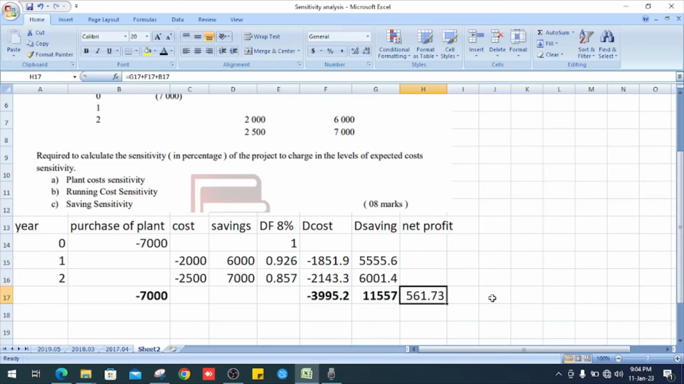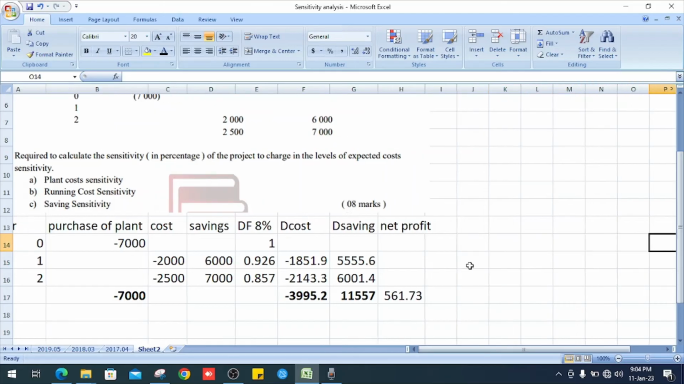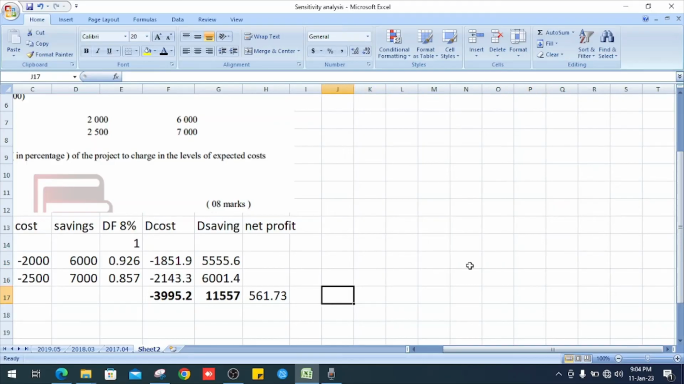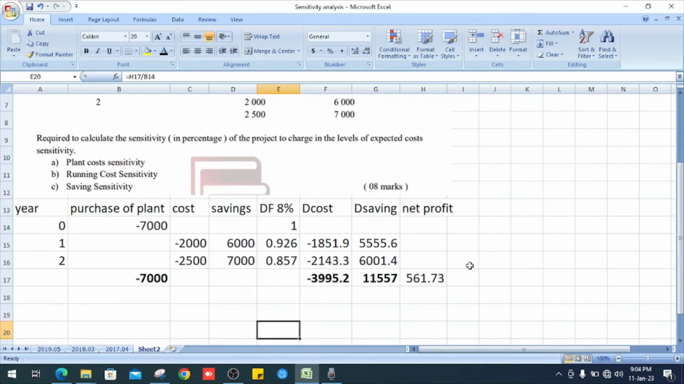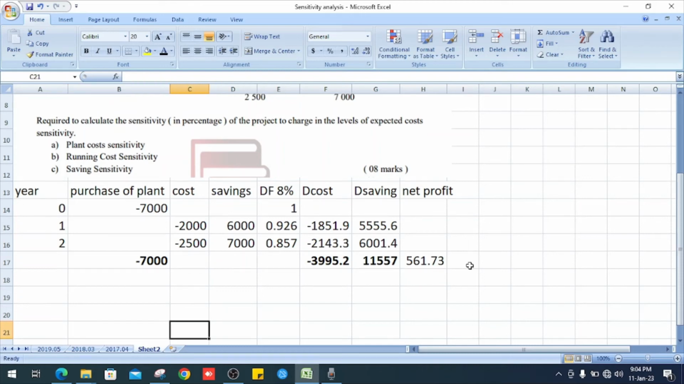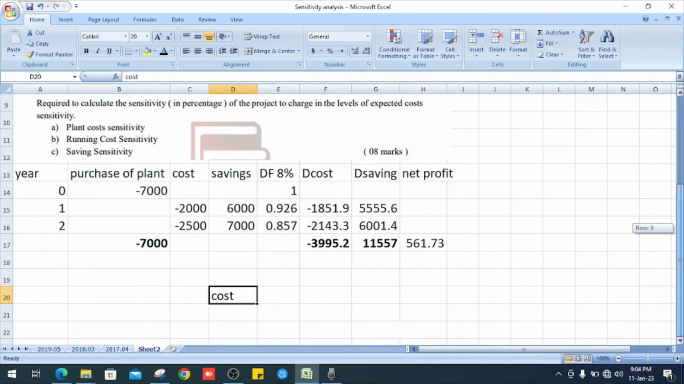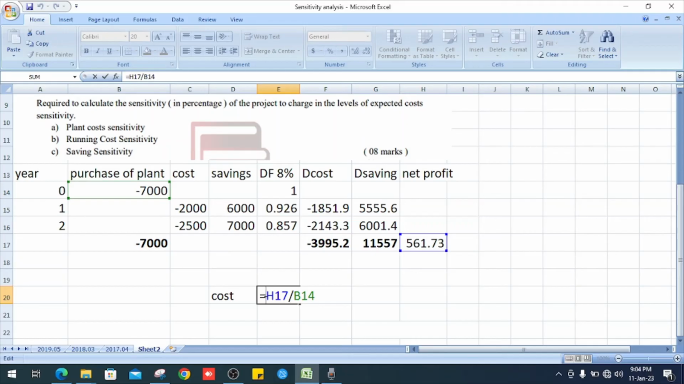Right, now we find out the net profit. Let's see the sensitivity. First one, cost. The net profit is 561.73 divided by the discounted cost. It is initial investment, multiplied by 100.